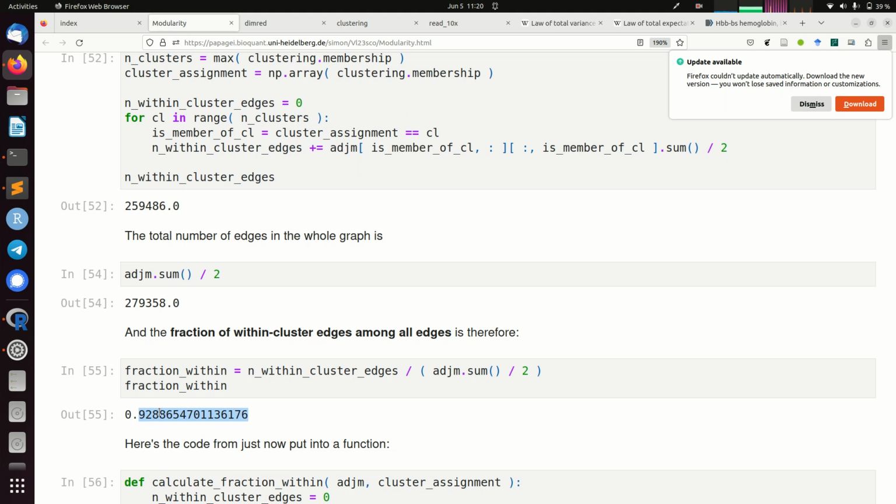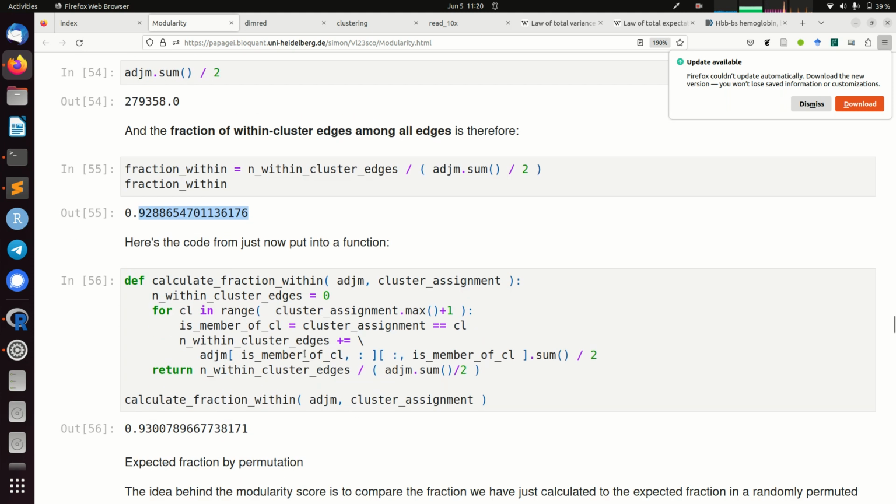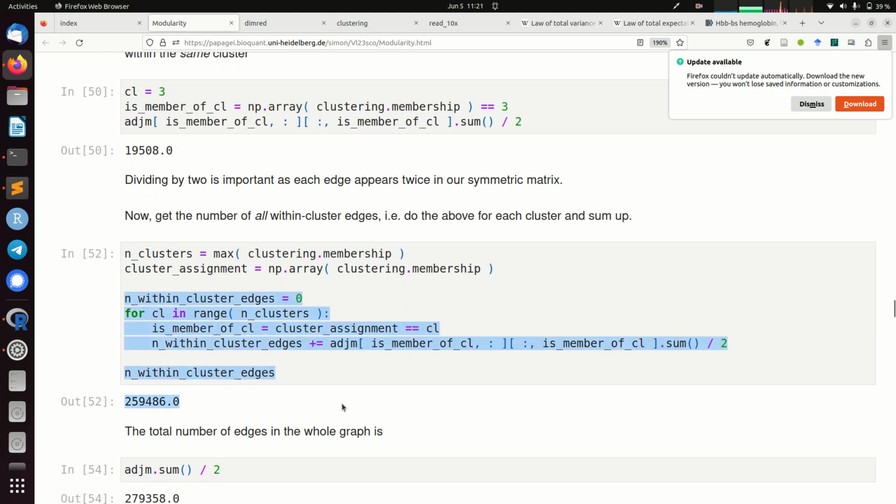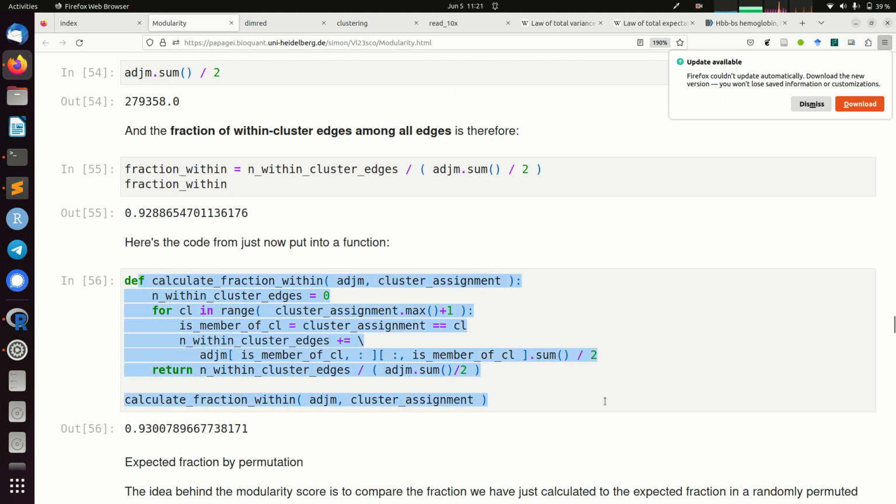And let's do this now to compare what fraction of within edges we would expect if we randomly permute how these edge stubs are connected. So to do this, the first thing I need is, of course, an easy way to calculate this fraction of edges within for a given graph. So I take this code that I've just done here and put it into a function so that I can simply say, here you take this adjacency matrix and this assignment of vertices to clusters and calculate this number, and we again get our number.